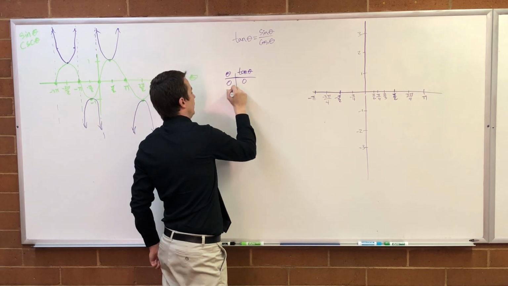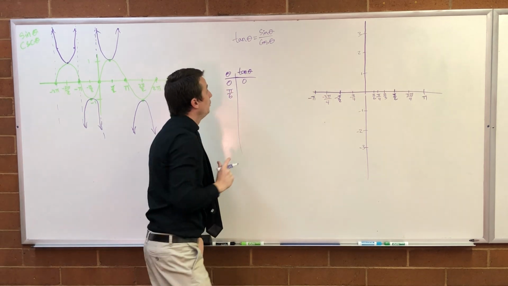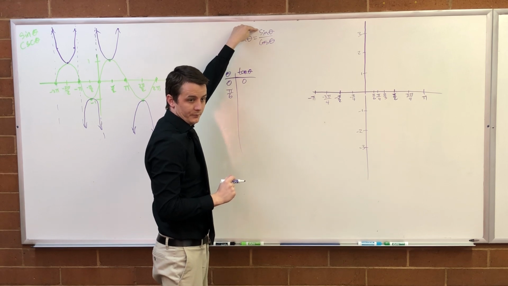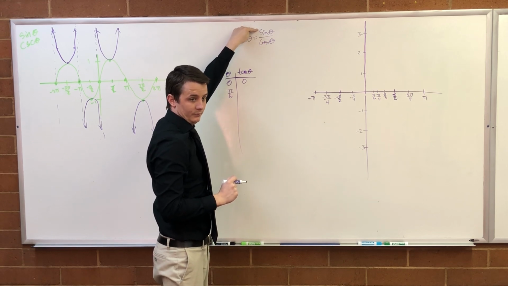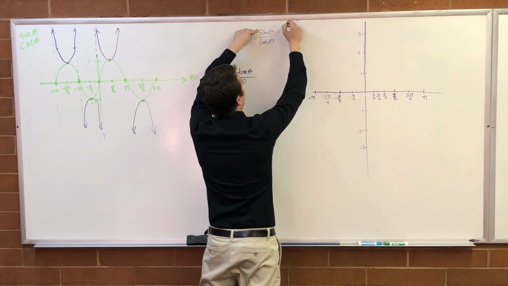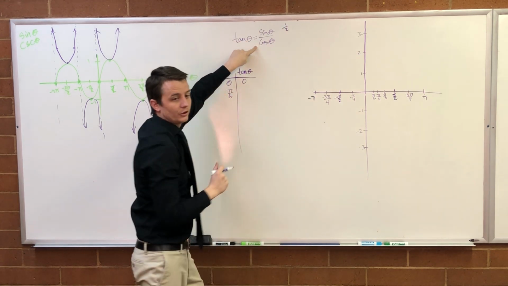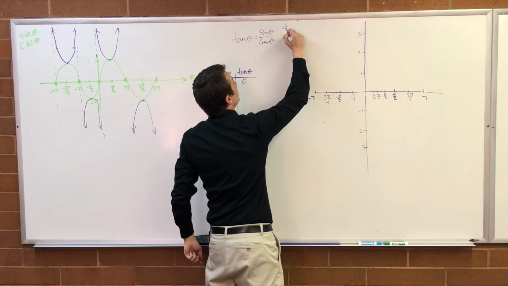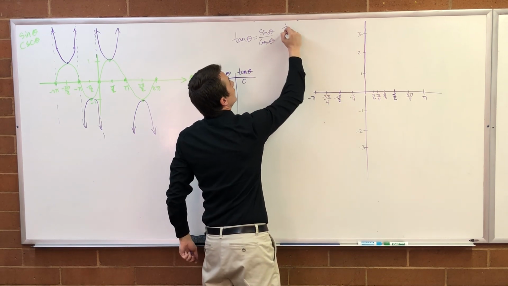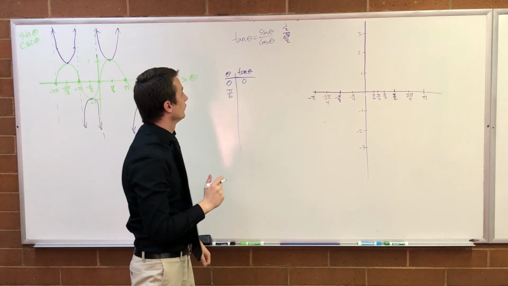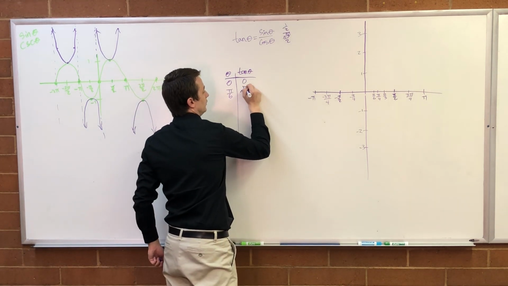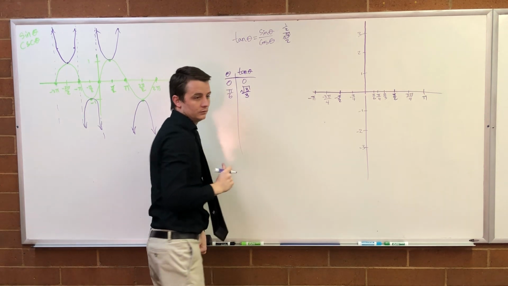With us? Okay, let's look at pi/6. What's sine at pi/6? Half. Can you trust that? Alright, so we got 1/2. What's cosine of pi/6? Root 3 over 2. So we've got that ratio, or 1 over root 3, or root 3 over 3. Good?